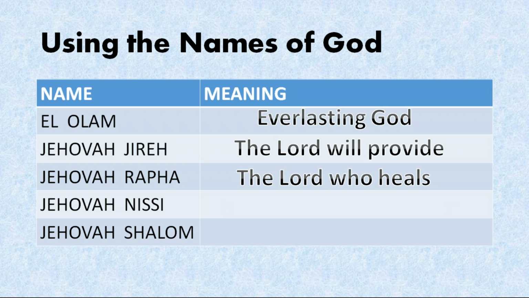Just understand, when you use the names of God, and in particular the compound names of God, you understand the context, who it was given to, and what was going on, so you don't misinterpret the application to the person you're trying to help. Jehovah Nissi, the Lord our banner. The Lord our banner. This is found in Exodus chapter 17, verse 15.